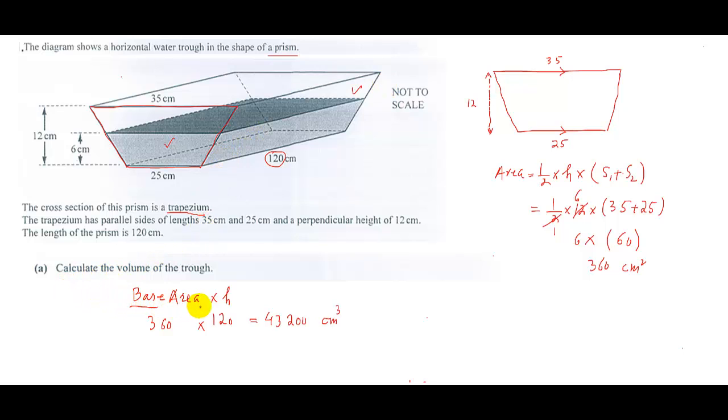Because this trough is a prism, the volume of the prism is base area times height. Base is basically the cross section. It is cross sectional area multiplied by height. So the cross sectional area is 360, and the height of the prism is the distance between the first cross section and the last cross section, which is 120, and the volume is 43,200 centimeter cube.